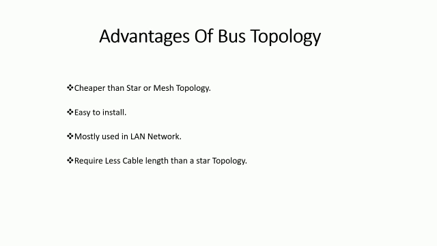Going to the advantages of bus topology, the first advantage is that it is quite easy to install, as it's easy to connect a computer to a linear bus. It requires less cable length than star topology. On the other hand, it is cheaper than star topology or mesh topology. This is because the wiring cost required for star and mesh topology is much higher as compared to bus topology. It's mostly used in LAN networks. There are many more advantages, but these were the basic advantages of bus topology.